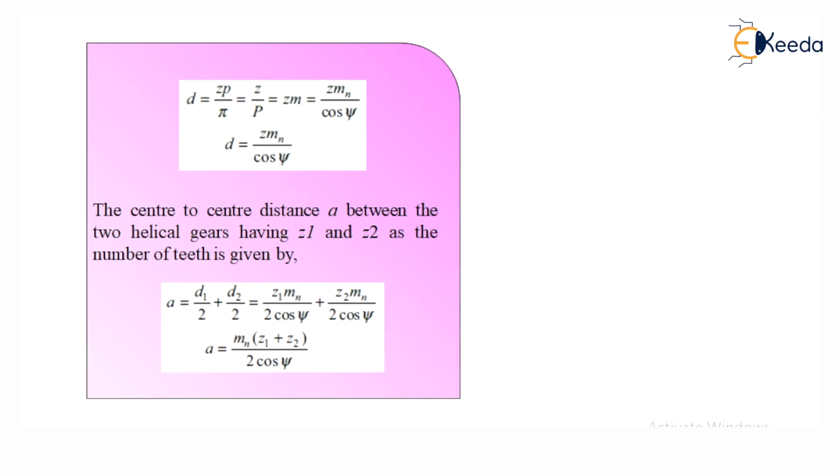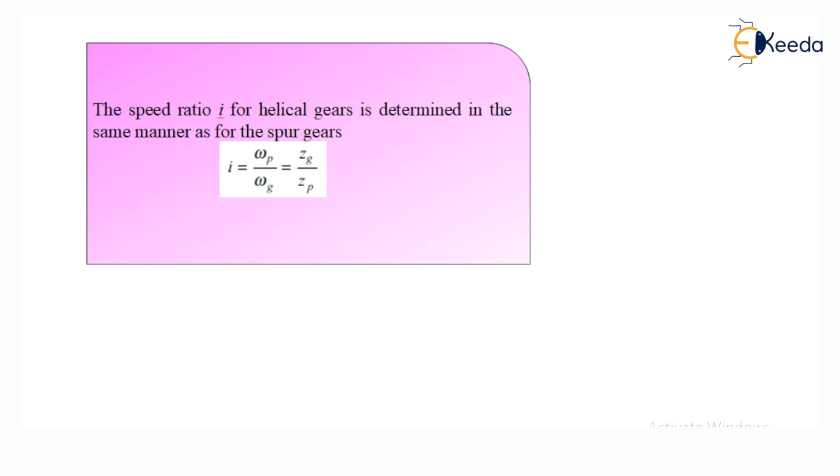The center to center distance A between the two helical gears having Z1 and Z2 as number of teeth is given by A is equal to D1 upon 2 plus D2 upon 2 is equal to Z1 Mn divided by 2 cos psi plus Z2 Mn divided by 2 cos psi. Therefore, I can write down A is equal to Mn into bracket Z1 plus Z2 divided by 2 times cos psi.